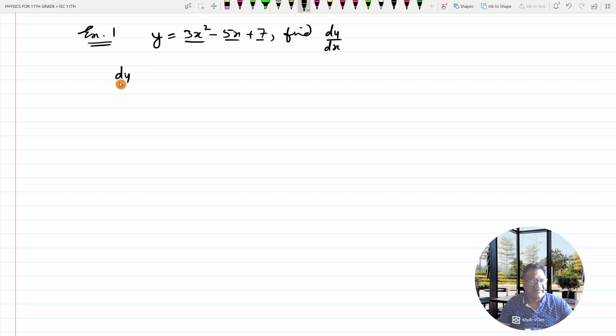So dy by dx of such functions is given term wise. You have to find the derivative. To find the derivative, d by dx of 3x square minus the derivative of the second term 5x, plus the derivative of the third term 7.